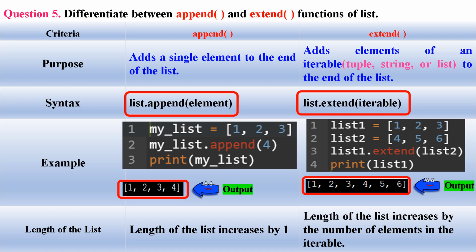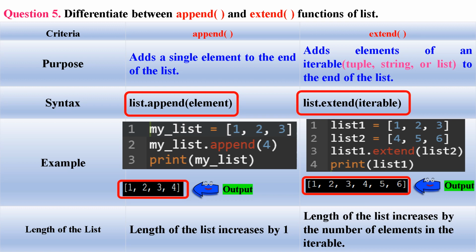Whereas the example of extend function is, look at the extend Python code. In line 1, list1 equals list containing elements 1, 2, 3. Here we are creating the first list with elements 1, 2, and 3. In line 2, list2 equals list containing elements 4, 5, 6. Here, we are creating the second list with elements 4, 5, and 6. In line 3, list1.extend of list2. Here, we are using the extend method to add the elements of list2 to the end of list1. Finally, in line 4, we print the updated list1.